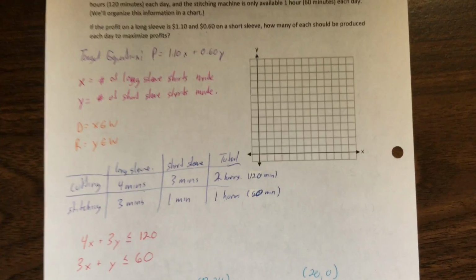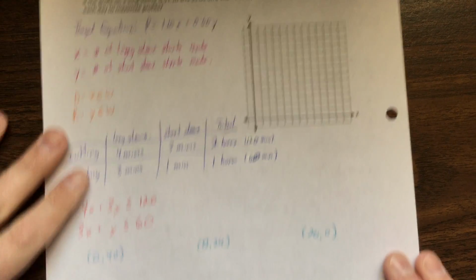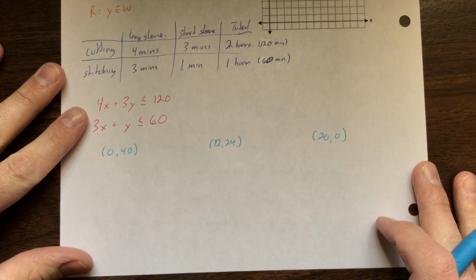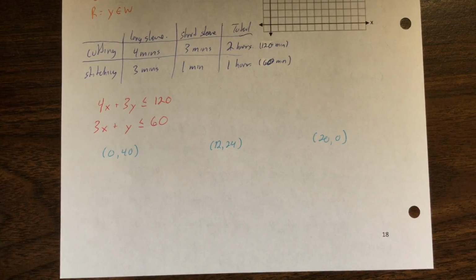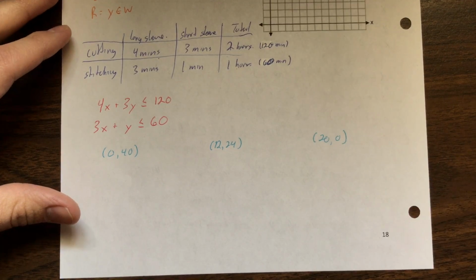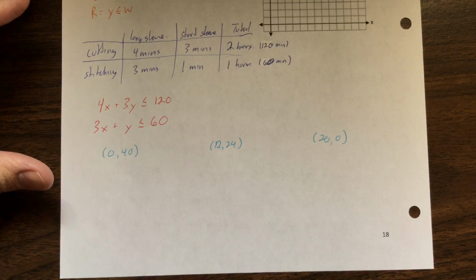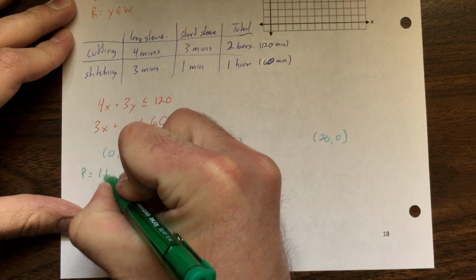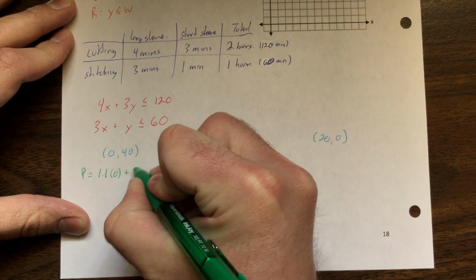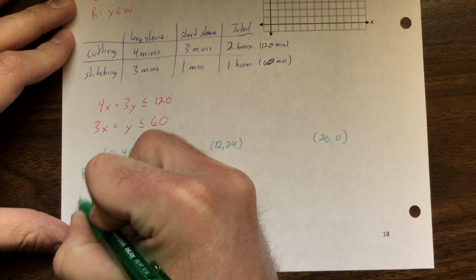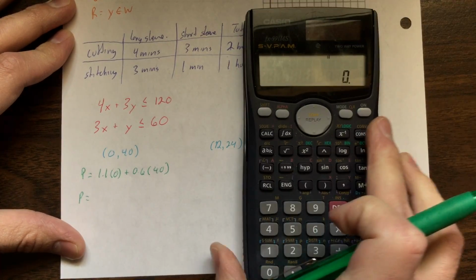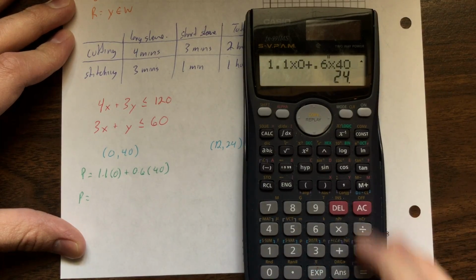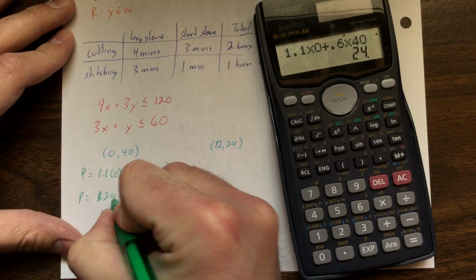So we're going to bring this back. And there's my 3. Now I'm going to use my target equation to try to figure out which one of these is our optimal solution, or which one's going to maximize our profit. And we just need to find, there we go. Okay, so our profit equals 1.1 times 0 plus 0.6 times 40. This is going to give us a profit of 1.1 times 0, which I didn't really need to do. This is going to give us a profit of $24.